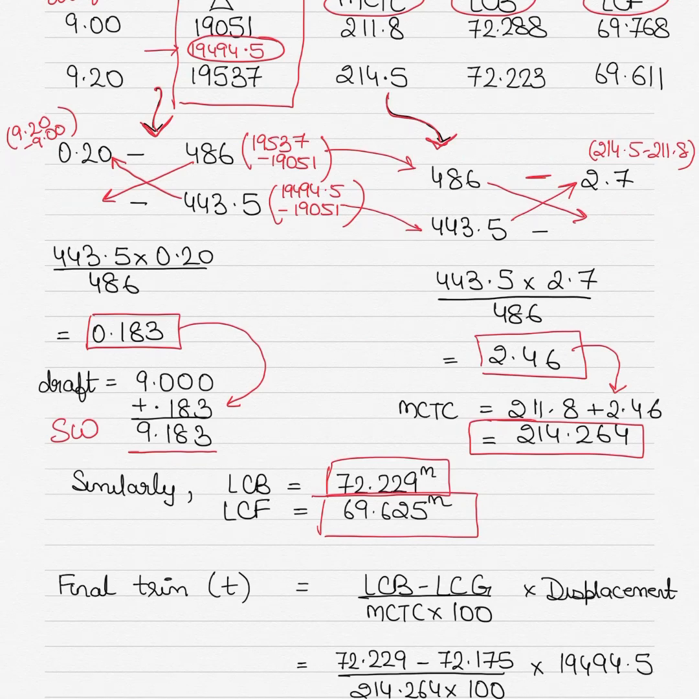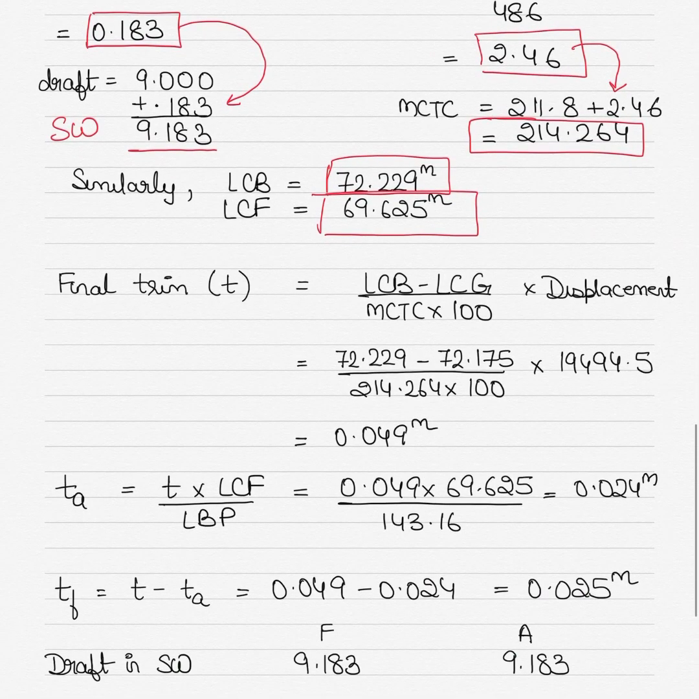Once you find out the LCB and LCF, put it in the formula. Final trim T equals LCB minus LCG divided by MCTC multiplied by 100 times displacement. Now the displacement you know is 19494.5. The LCB you have just found out from above is 72.229. The LCG, remember you found that out as 72.175 earlier when LCB equaled LCG.